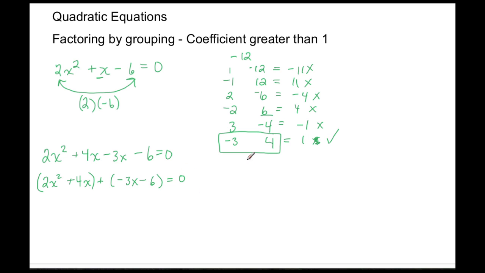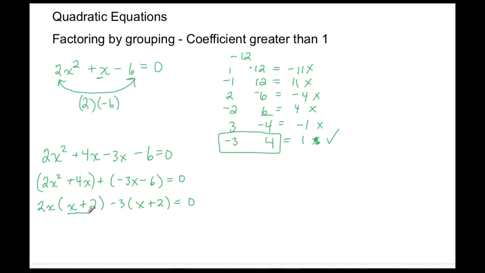Now I need to do some basic factoring where I'm trying to find the greatest common factor. The GCF for these first two terms is 2x. When I factor out a 2x, I'm left with x plus 2. And for these second two terms, I see the GCF is -3. When I factor out a -3, I end up with x plus 2. And notice how when I factor out the negative, the signs change for each one of these terms.